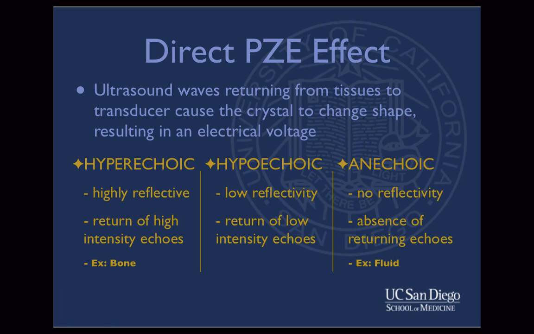Hence, it is referred to as hyperechoic. Tissues that reflect lower-intensity echoes are referred to as hypoechoic. Tissues that do not reflect any echoes are referred to as anechoic. We will discuss all of these terms again later in this lecture. Overall, the body's tissues and organs cause a variety of different echoes to return to the transducer. The result is varying shades of gray, which comprise the image on the screen. Hence, this is referred to as grayscale imaging.